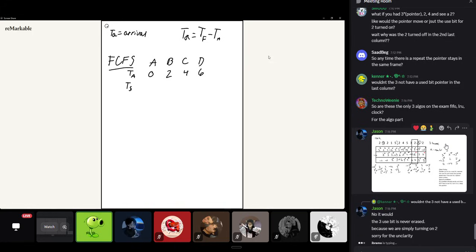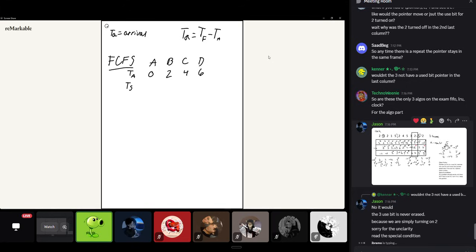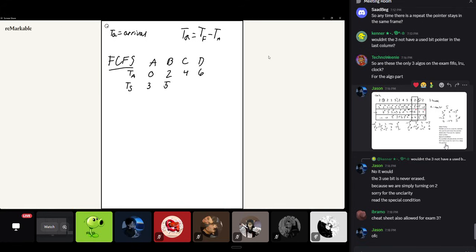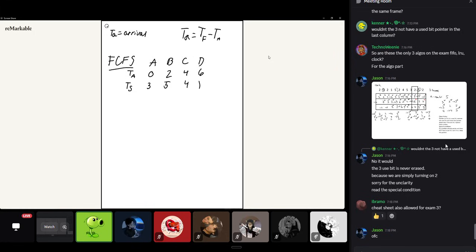And then there's going to be something called service time. And this is the amount of time it's going to take for the process to actually do its job. In this case, we'll just say 3, 5, 4, and 1.